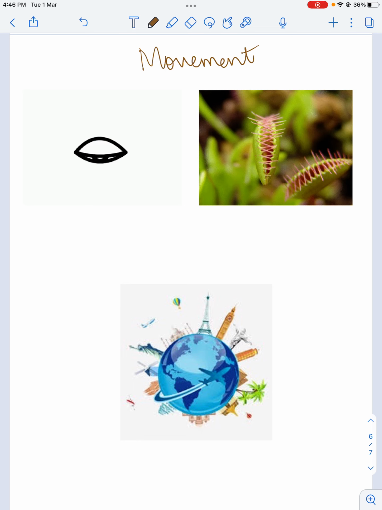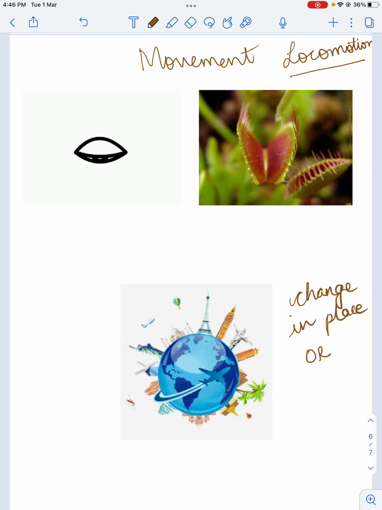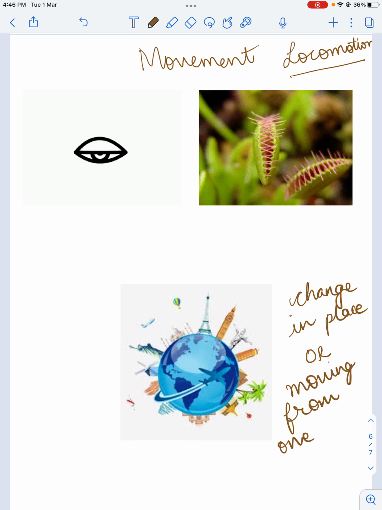Now I would like to ask you, is movement the same as locomotion, or is it something different? Let me tell you that locomotion is the change in place. It is moving from one place to another.